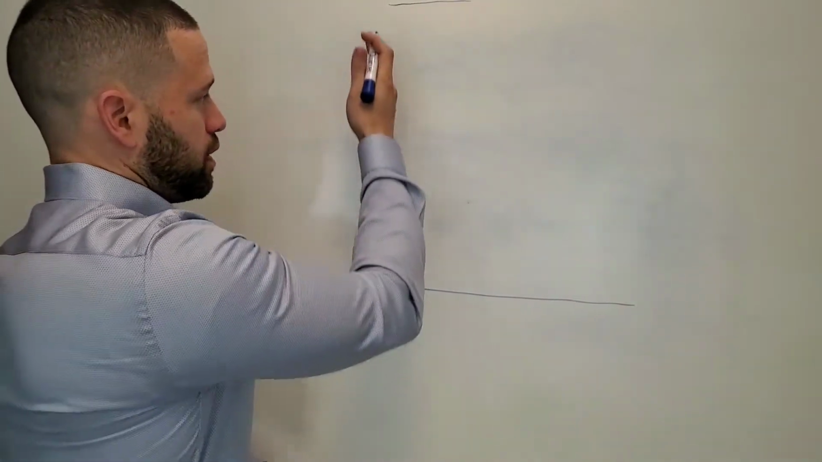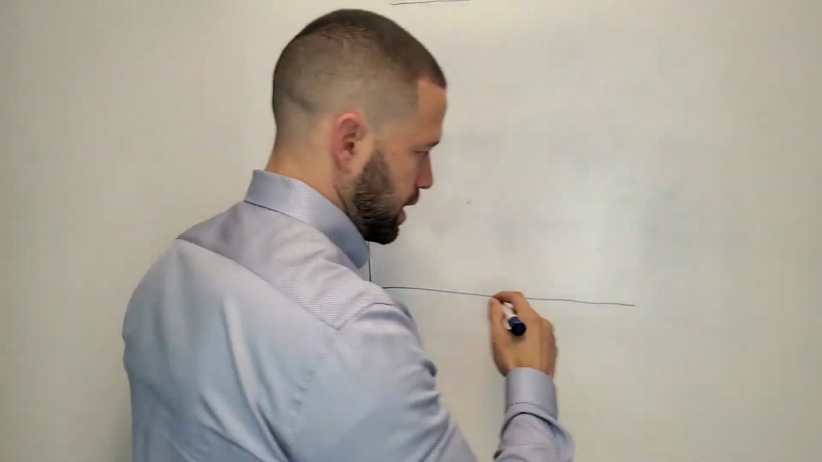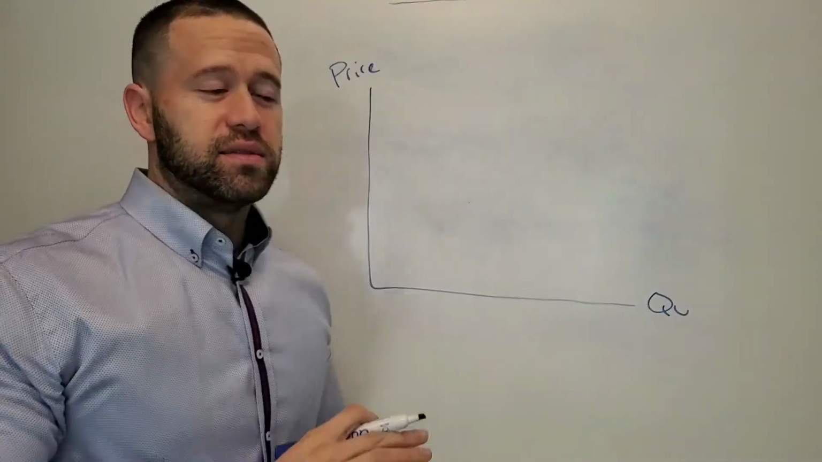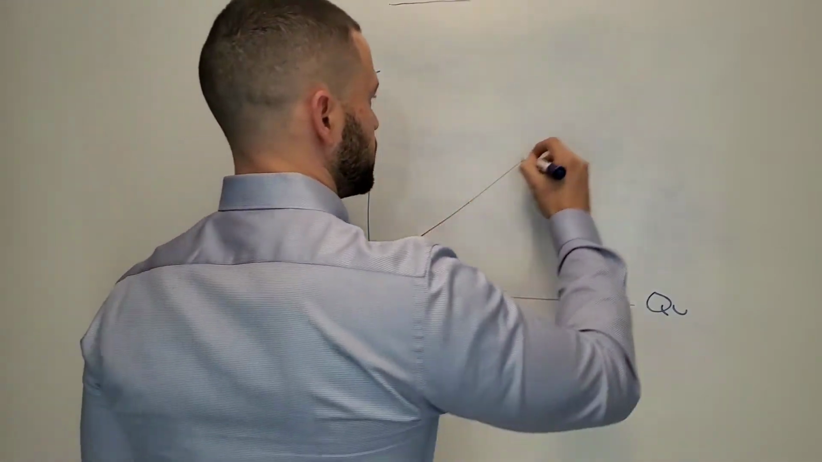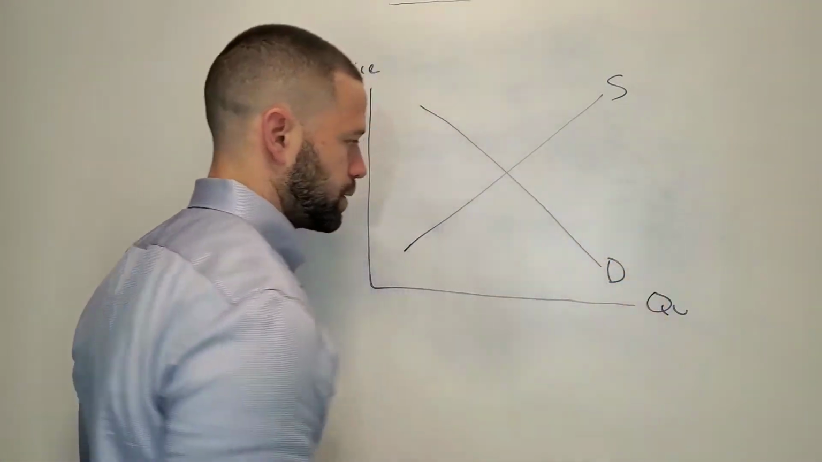So here you have a y-axis, price, and an x-axis, which is quantity, okay? And I'm just speaking just economics 101. Go to the first day of class, this is what you'll learn. You have a supply line and you have a demand curve, okay?